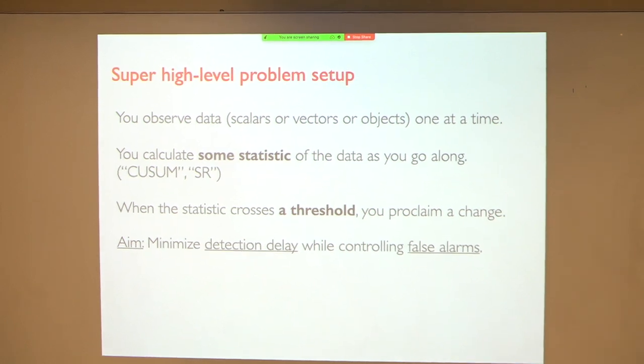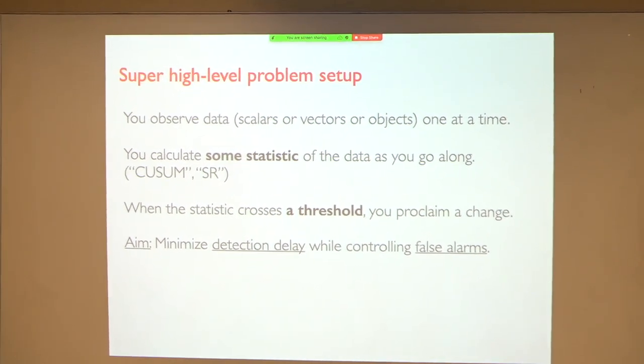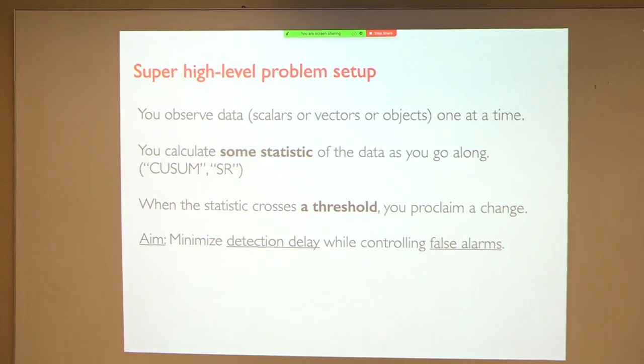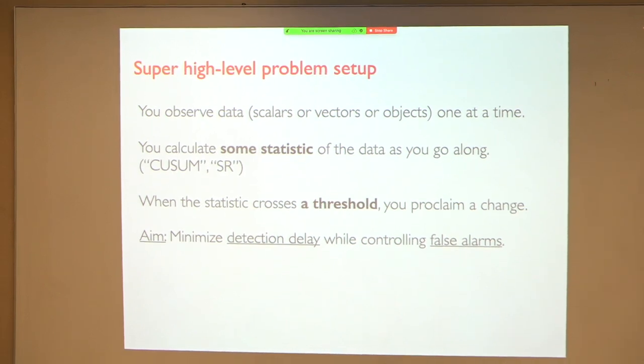Okay, that's going to be how it works. And maybe people are more familiar with type 1 error and type 2 error in testing. When you go to change detection, the corresponding notions are detection delay and false alarms. Okay, so the aim is to minimize the detection delay. That is, when there is a change point, how quickly do you find it, while controlling the false alarms, which means when there's no change, how often do you proclaim there's a change?